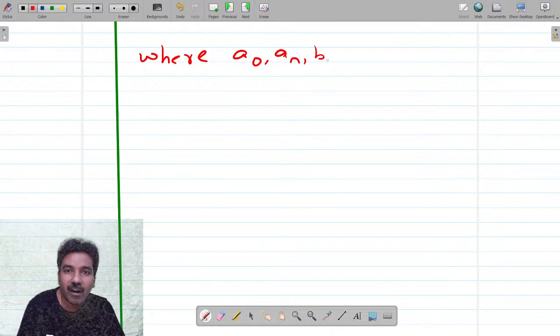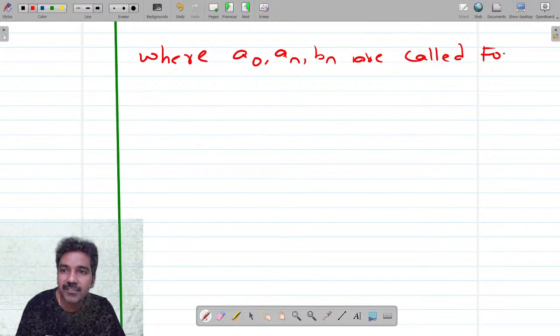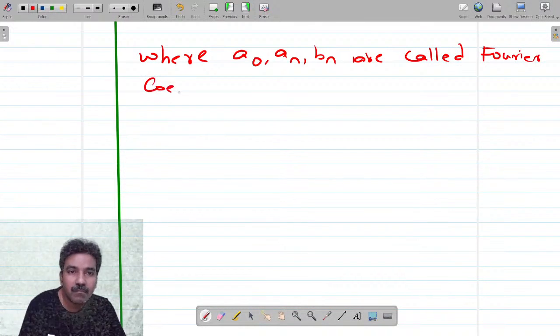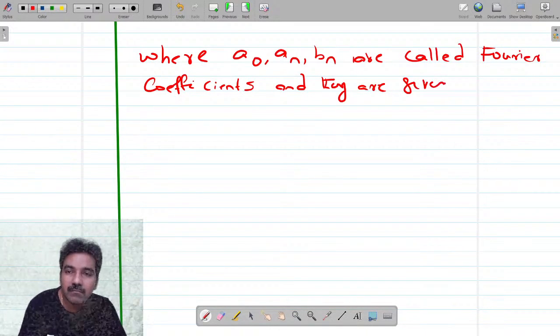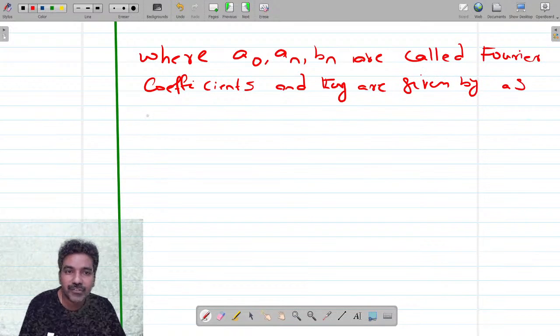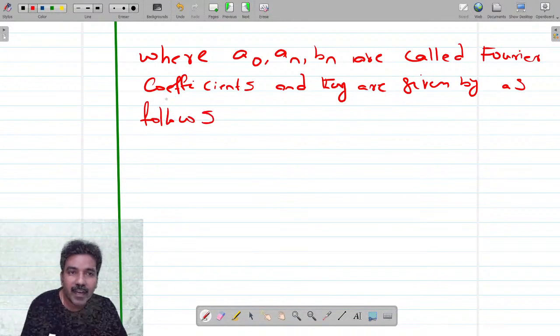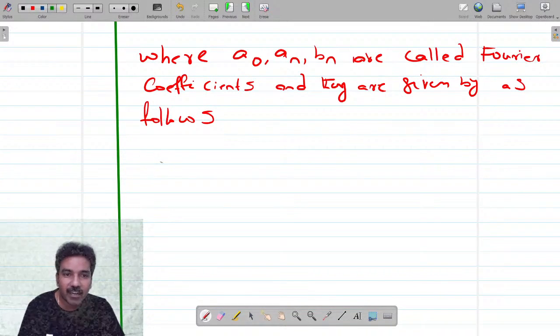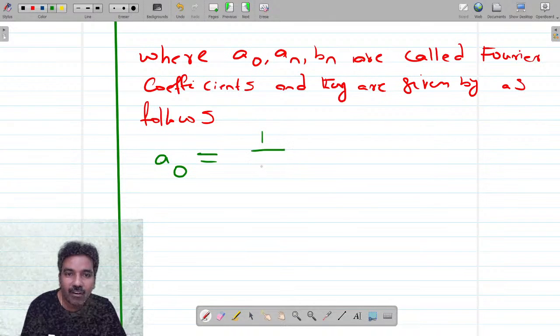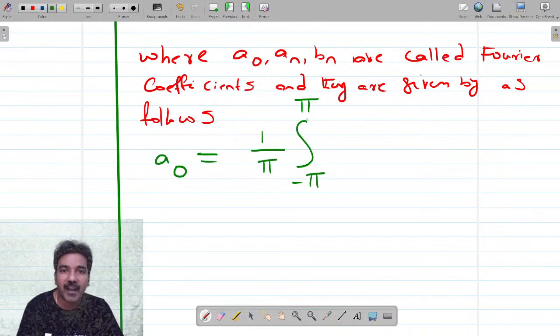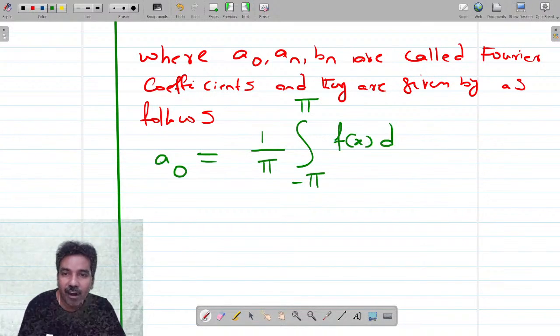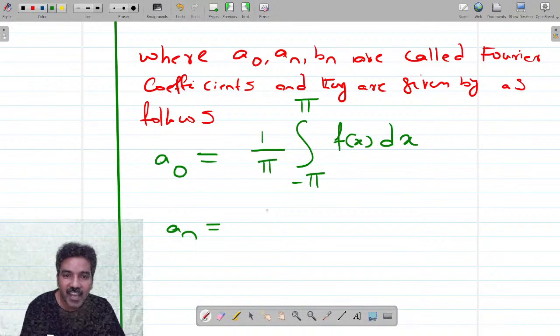Where a naught, an, bn are called Fourier coefficients, and they are given as follows. So first of all, let me write out what is a naught. A naught is 1 by pi into integral minus pi to plus pi, because the domain of the interval is minus pi to plus pi, f of x dx.